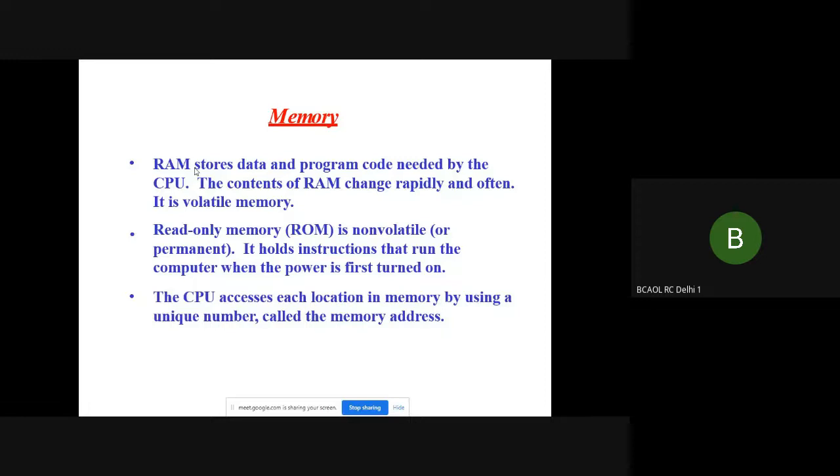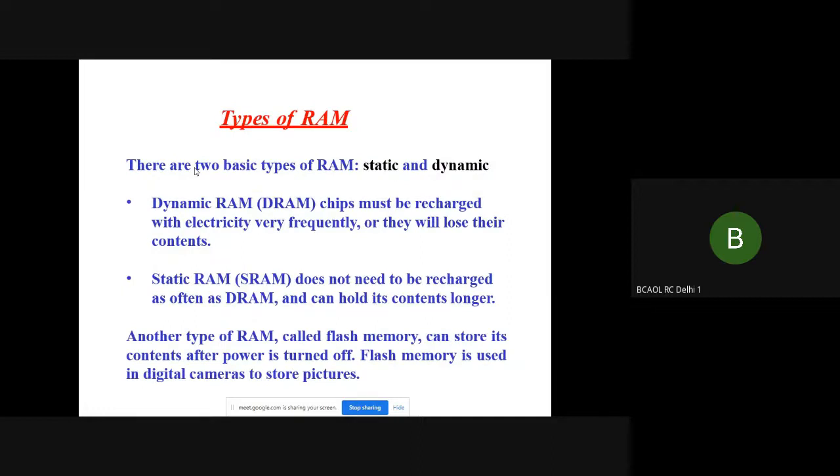What are the three kinds of ROM? First is PROM, that is programmable read-only memory. Second is EPROM.